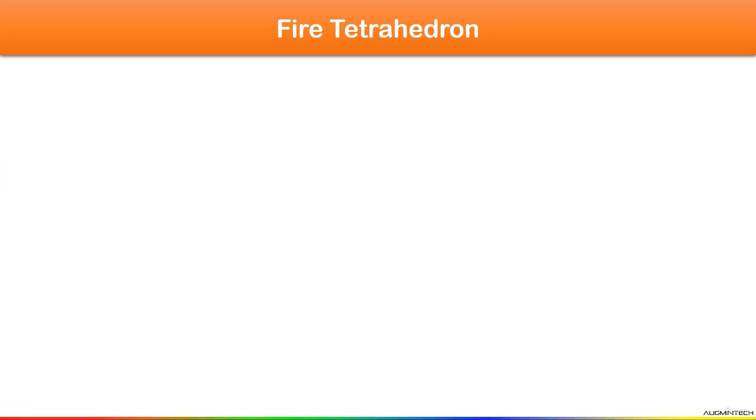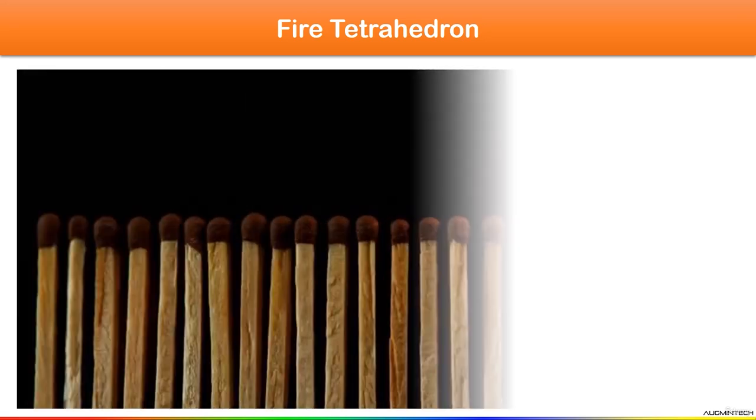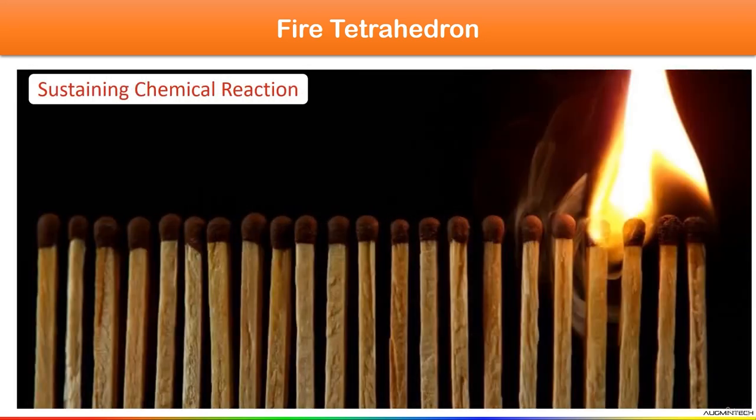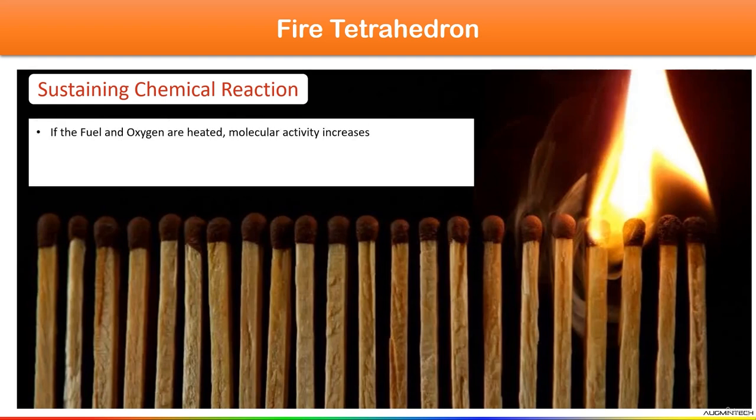Now in the fire tetrahedron, our next concept is the sustaining chemical reaction. So what do you understand by sustaining chemical reaction? It is written here. If the fuel and oxygen are heated, at that time what happens? The molecular activity of that fuel and oxygen increases. If sufficiently heated, a self-sustaining chemical chain reaction, or you can say molecular activity, occurs between the fuel and oxygen.